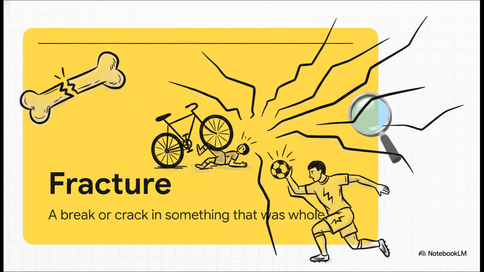Fracture, pronounced fracture, by the way. The absolutely crucial thing to remember here is what we call the living core of the word. A fracture is a break or a crack in something that used to be whole. Before that bike crash, that bone was perfectly solid. Now, there's a physical break in it.